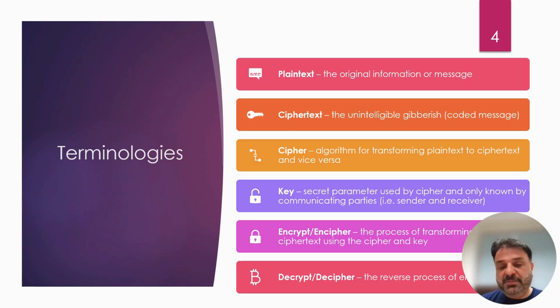And then encrypt or encipher, and decrypt or decipher. Encrypt means the process of transforming the plain text to the ciphertext, and decrypting or deciphering is the reverse process of encrypting. It means transforming from the ciphertext to plain text.